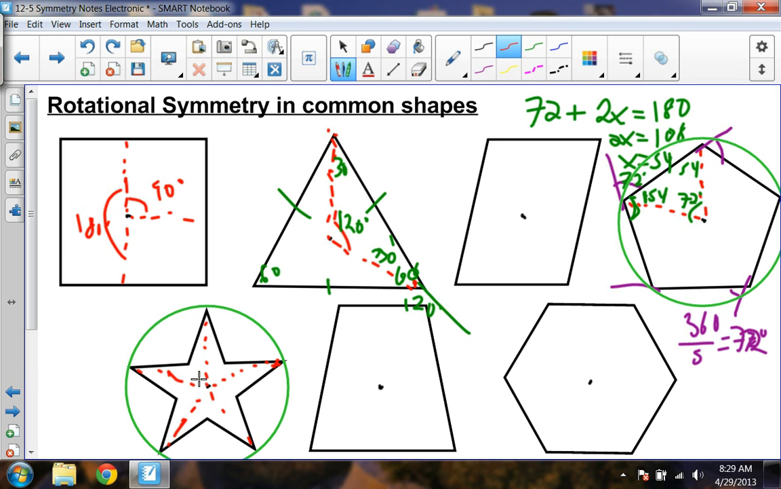Now, neither the Pentagon nor the star have point symmetry, but all these central angles here are 72 degrees, just like this one here. These are all 72 because they all divide into 5 congruent central angles. I'm sorry for making this pretty rough here.